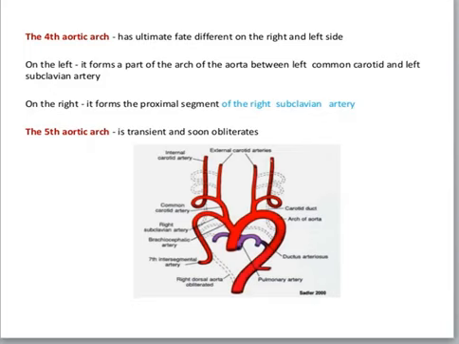The fourth aortic arch has a different ultimate fate on the right and left sides. On the left side, it forms a part of the arch of the aorta between the left common carotid and left subclavian artery. On the right side, it forms the proximal segment of the right subclavian artery. The fifth aortic arch is transient and soon obliterates.